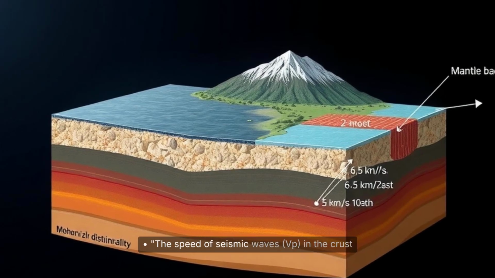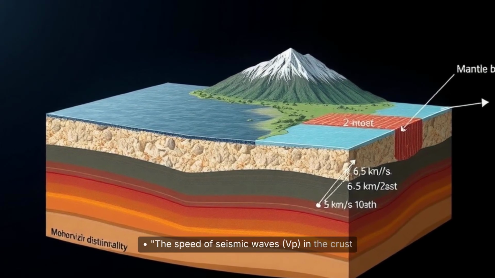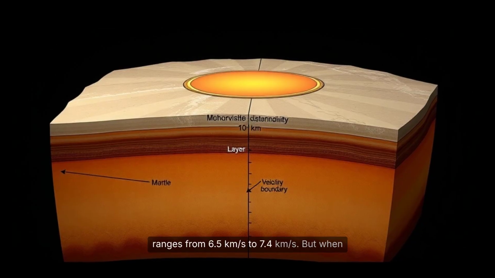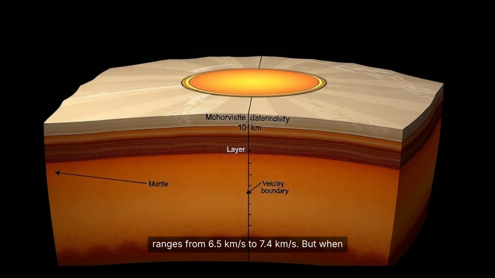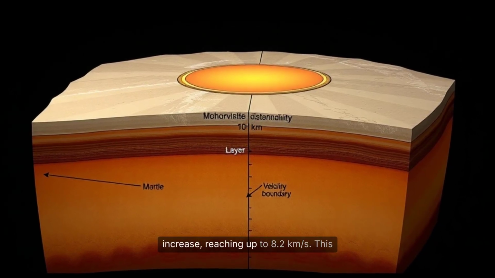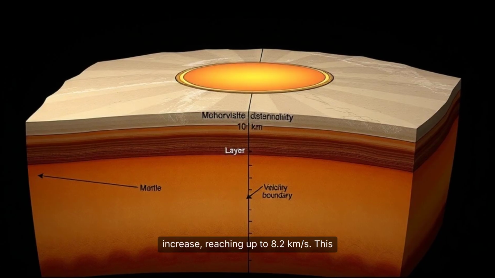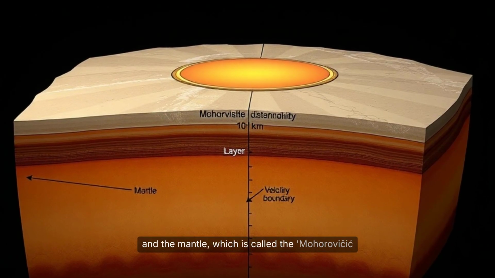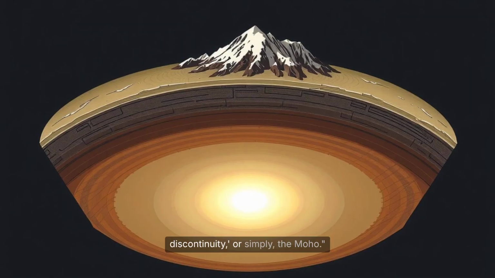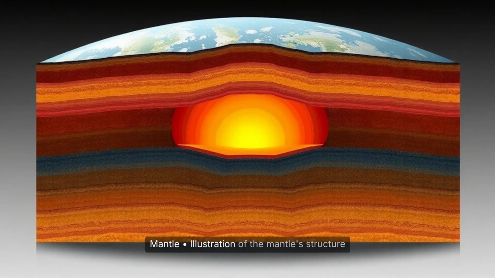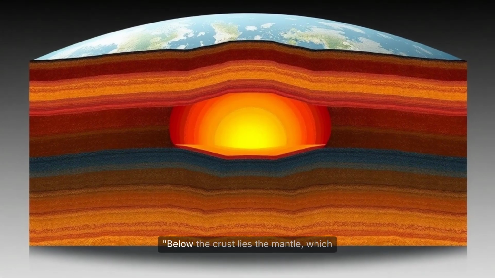The speed of seismic waves, VP, in the crust ranges from 6.5 to 7.4 kilometers per second. But when these waves travel into the mantle, they suddenly increase, reaching up to 8.2 kilometers per second. This sharp change marks the boundary between the crust and the mantle, which is called the Mohorovičić discontinuity, or simply the MOHO.